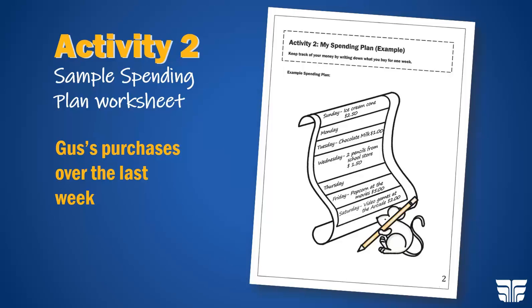We are going to call our little mouse friend Gus, like Gus from the story Cinderella. Gus has his list. Let's take a look at what Gus spent his money on over the last week. It looks like the last Sunday he wanted a treat. He purchased an ice cream cone for $2.50. Not bad, Gus. He didn't spend any money on Monday, but it looks like he bought an extra chocolate milk from the cafeteria at school on Tuesday.